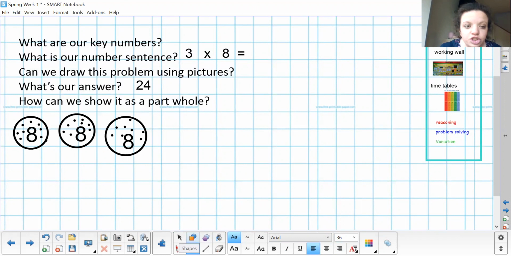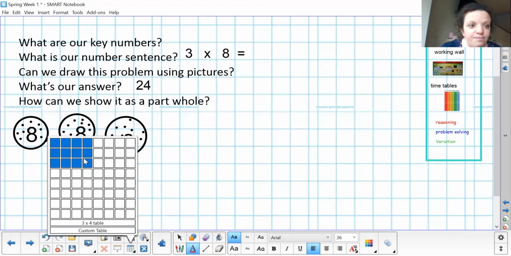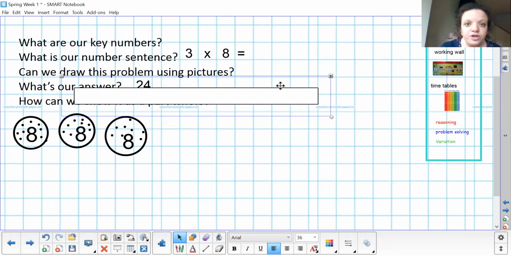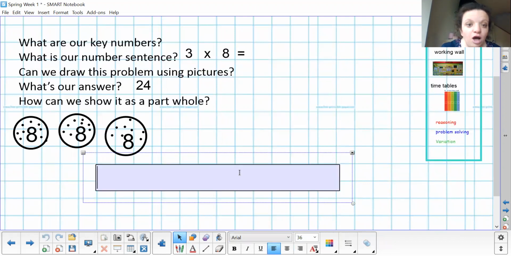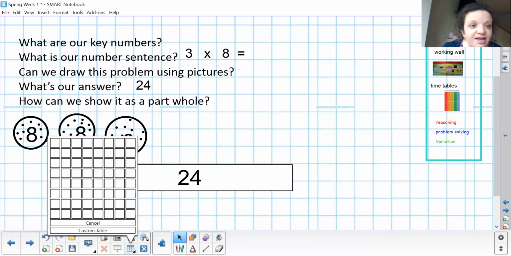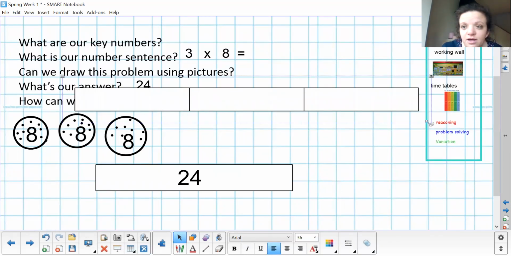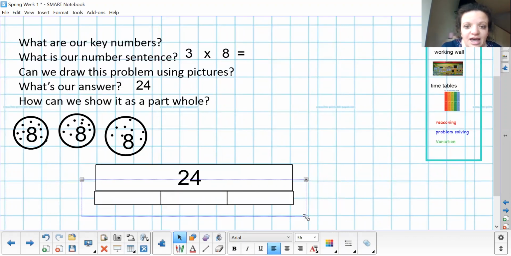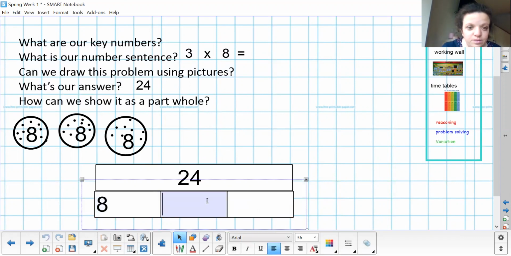So I'm going to show it using a table. So my whole is going to be here. You can do your part whole with circles as we've done before. So here's my whole number, my big whole number, my total is going to be 24 because that's my biggest number, my whole. Okay, and then I'm going to have 3 groups because I've got 3 bags. So I'm going to get 3 groups, put them underneath here like so. And in each group, I'm going to have 8.